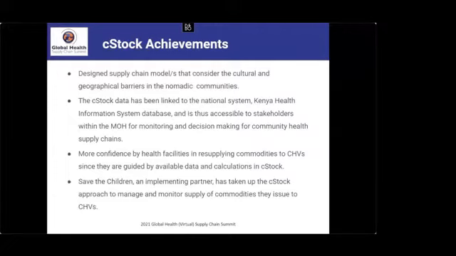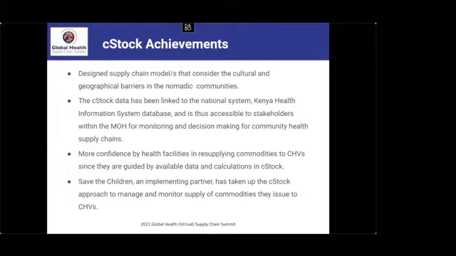Some of the achievements we've had is in designing the supply chain models to suit the cultural and geographical barriers in the nomadic communities. The linking of Systock data to the national system database makes data accessible to stakeholders for monitoring and decision-making of health supply chains.